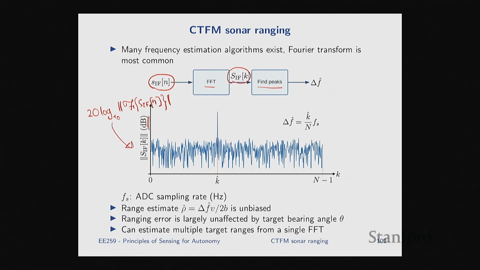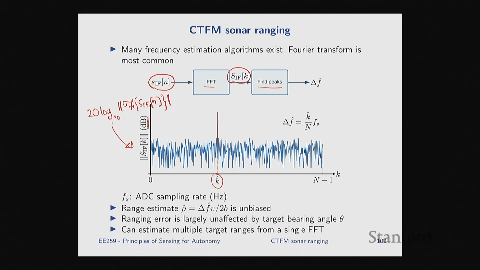That's what this is, and that's why it's in dB, because we're taking 20 log. Why dB? It just makes a nicer plot. You could plot it in linear scale, if you will. But the point here is that you look at your FFT, and at some index k hat, you're going to see a peak, right? And that index, or the frequency of that index, is basically the frequency of the IF signal, and then we can convert that to time of flight and range.